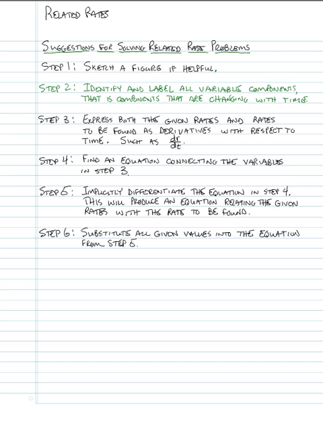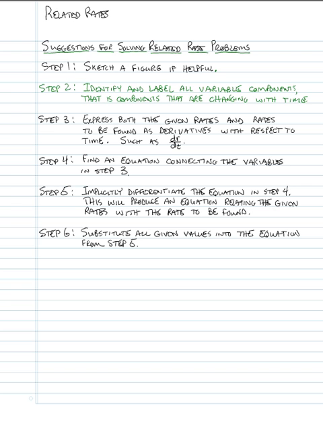Step 2 is to identify and label all of the variable components in our sketch, or whether or not we have a sketch. That is, the components that are changing with time. Now, we may have some components that are constant or a fixed amount. For instance, maybe we have a ladder sliding down a wall. Well, of course, that ladder is a fixed amount, and we would label that. That's not going to change with time. But the distance the foot of the ladder is from the wall, and the distance the top of the ladder is from the ground, those would be variable amounts, wouldn't they?